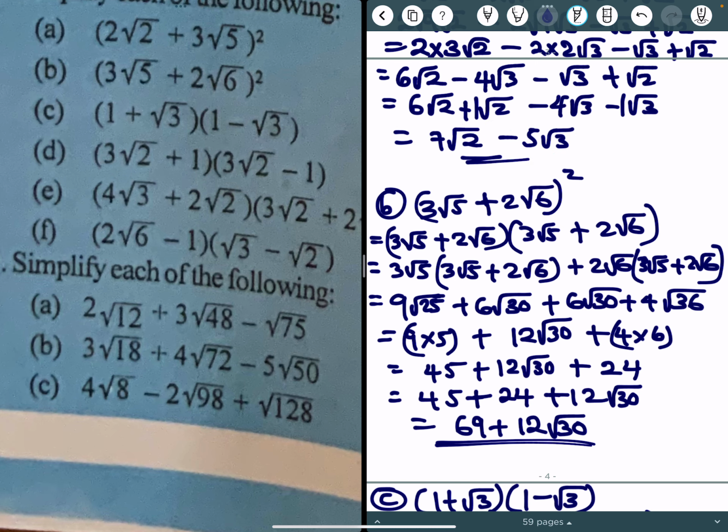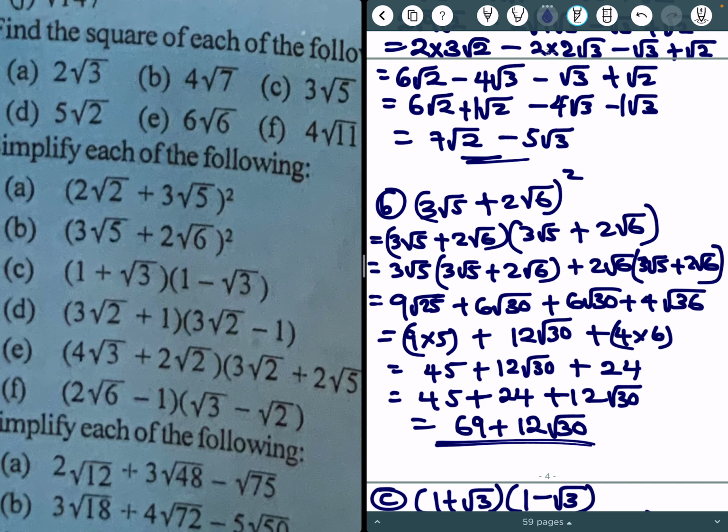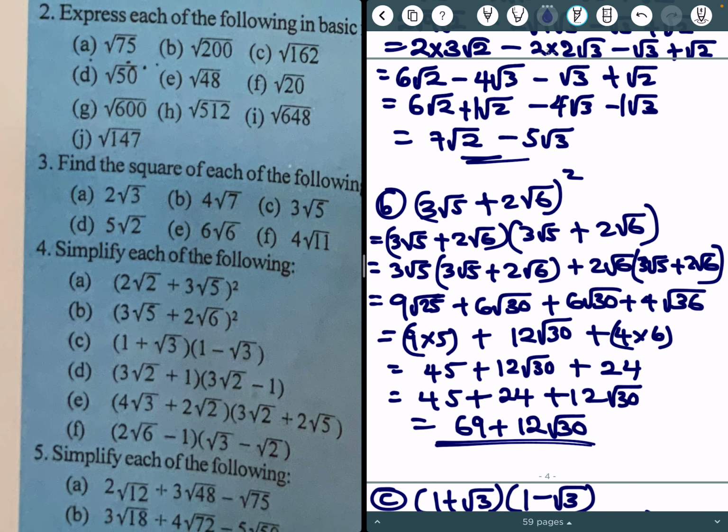So I've done B the same way. You look at it very well. It's just exactly the same. Question B is 3 root 5 plus 2 root 6, all squared. That's 3 root 5 plus 2 root 6 times 3 root 5 plus 2 root 6.